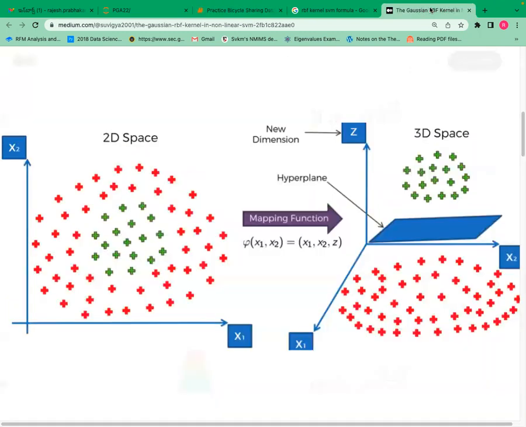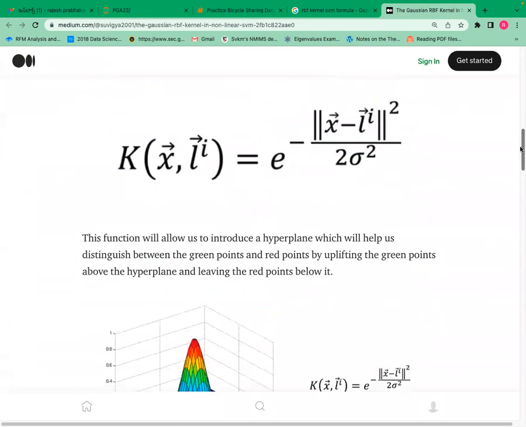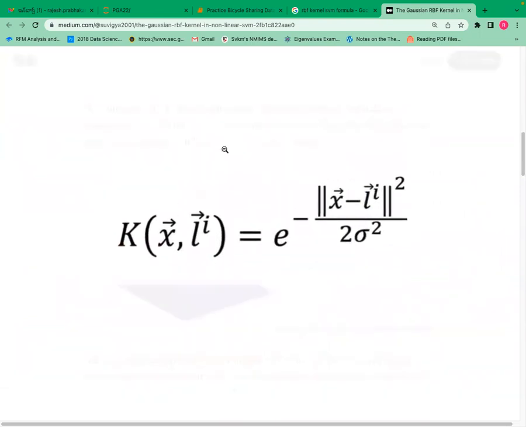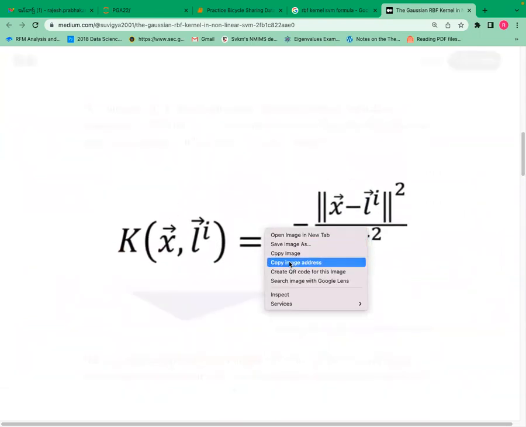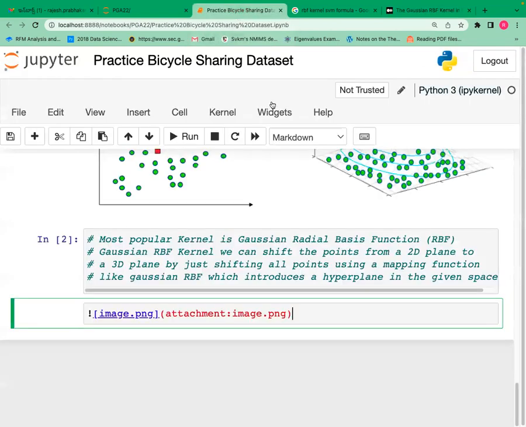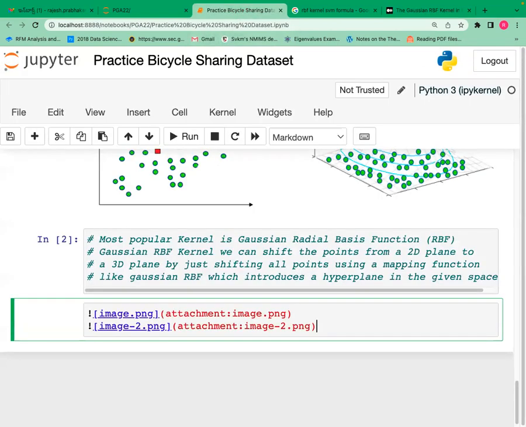And the formula is this. The formula for the Gaussian RBF is exponential, e to the power of minus the magnitude of the x vector minus the l vector, squared, divided by 2 sigma squared.